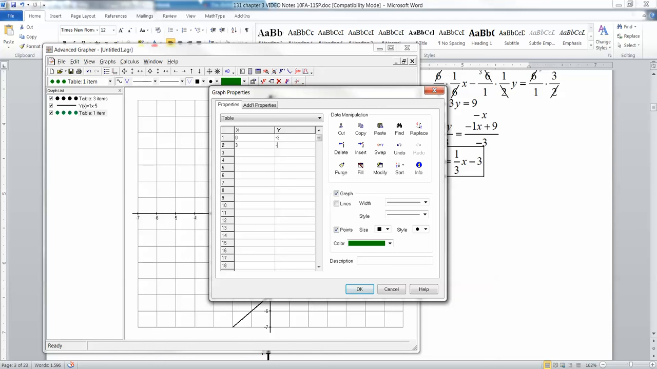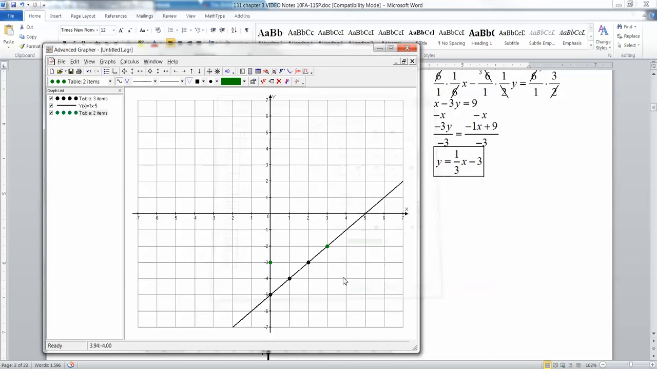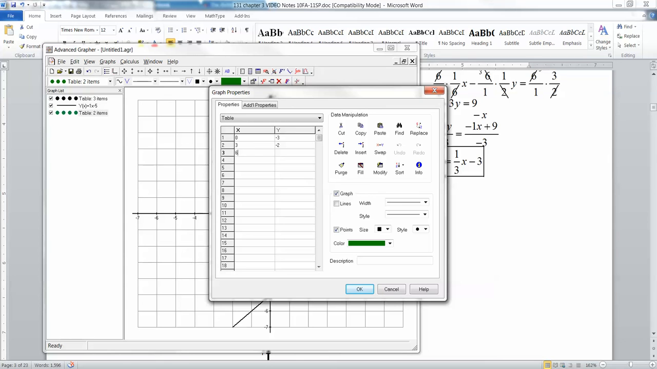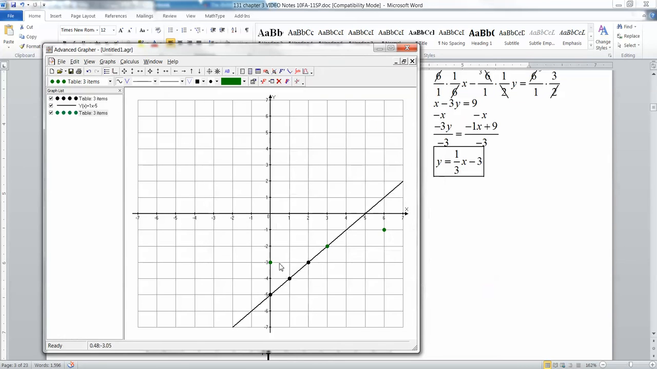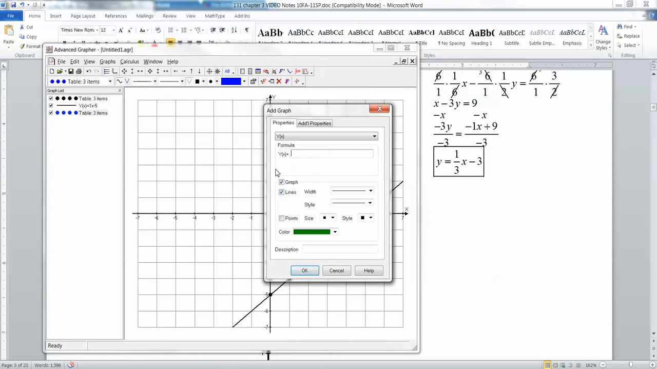You don't have to worry about the points. There it is. Up 1, right 3. I could do it again. So if you're graphing by hand, you start at the negative 3 and you go up 1, right 3, up 1, right 3. And I'm going to make that blue. I think that'll make it clearer. All right, now I want to make a graph of that line. So it's 1/3 x minus 3. And I'm graphing in blue. I want to make it thick.